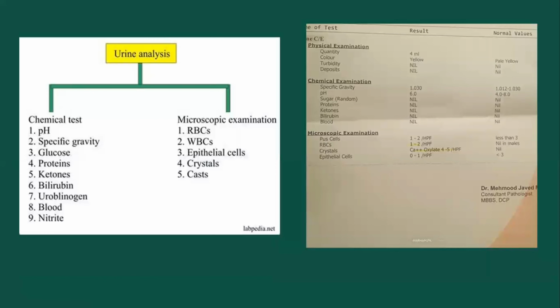Urine analysis includes chemical test and microscopic examination. So this is an example of urine analysis here, where quantity is pale yellow, color nil, and turbidity nil, and specific gravity is 1.012 to 1.030 and pH 4 to 8. And sugars, proteins, ketones, bilirubin, blood, everything is nil. And in microscopic examination, pus cells less than 3, RBC nil in males, crystals nil, and epithelial cells should be less than 3.